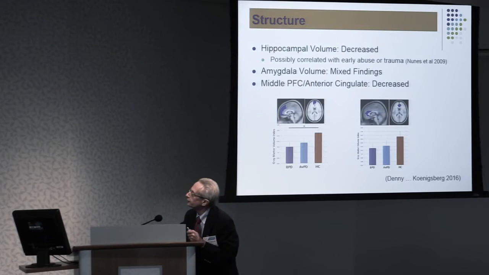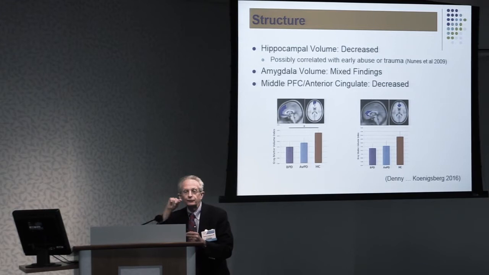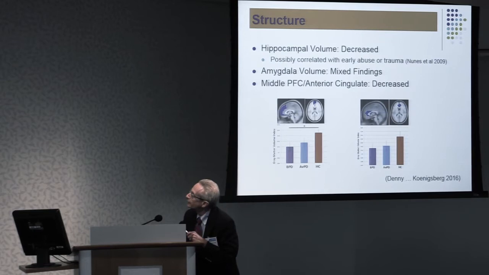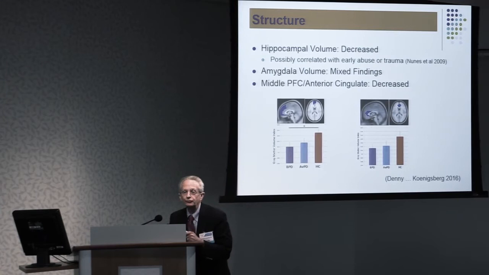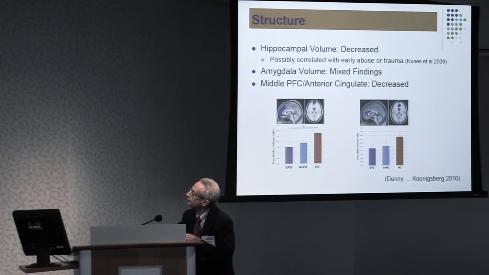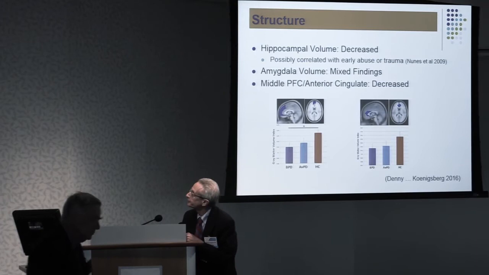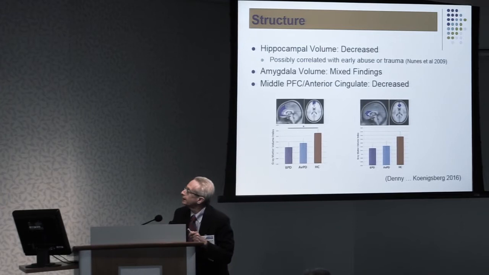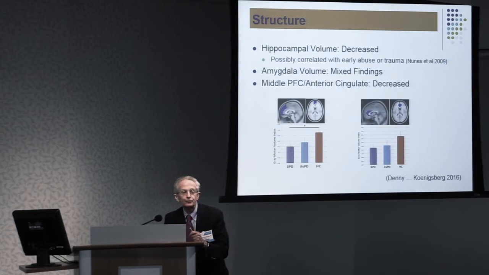And first, what do we know about the structure of the brains of people with borderline personality? There have been a number of reviews, studies of the brain mapping out specific regions, and other studies using voxel-based morphometry. And there are a number of findings that have emerged. One is that the hippocampus in borderline patients has a decreased gray matter volume. And a number of studies have suggested that that may be correlated with early abuse or trauma experiences. The amygdala, which of course is a part of the brain that we're all very interested in terms of its volume in borderline patients, there are very mixed findings. Some studies have shown it's larger, some have shown it's smaller, some have shown no difference.